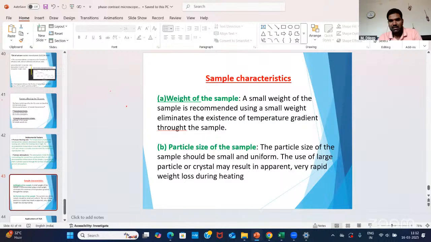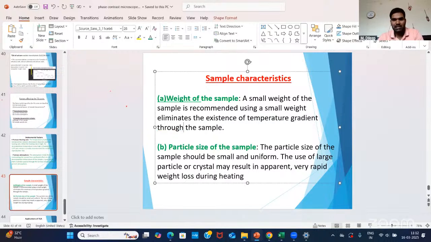Using a small weight eliminates the existence of a temperature gradient through the sample. So a small weight is ideal to eliminate the temperature gradient. Okay. Particle size of the sample.